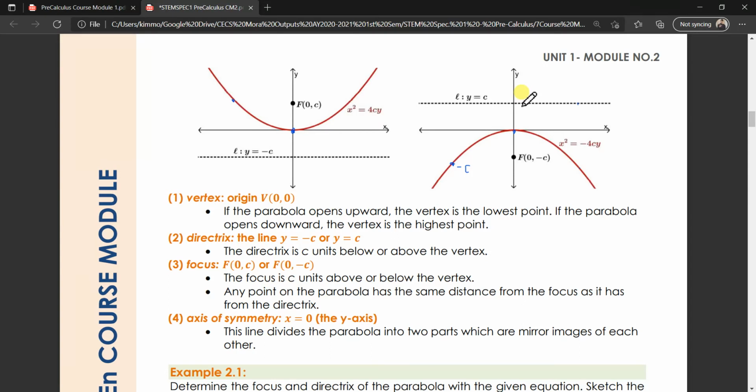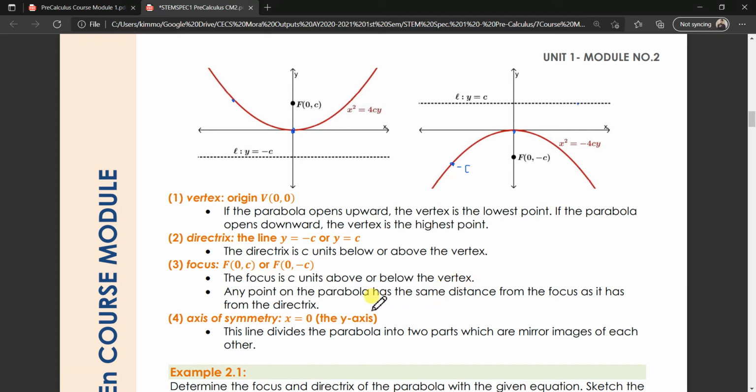Number 3 is the focus. So focus at 0, c, and 0, negative c. Kung 0, c, positive man si c, so located siya sa taas. So if negative naman, located si focus sa ubos. So the focus is c units above or below the vertex again.